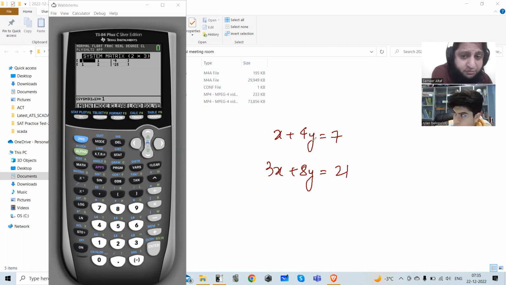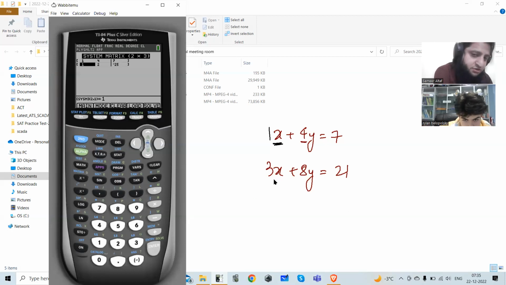What is the number multiplied with y in the first equation? 4. But what about the number multiplied with x in the first equation? 1. Yes, because when you don't have anything, that's 1. I'll write 1 and enter, then 4 and enter. And the number on the right side of the equation? 7. I'll write 7 and enter.